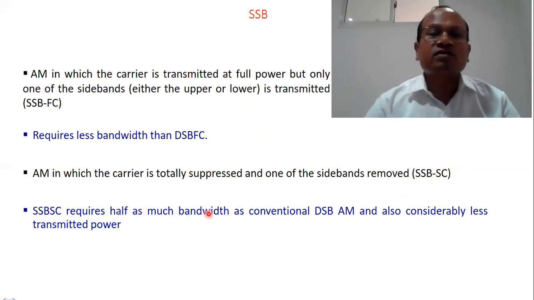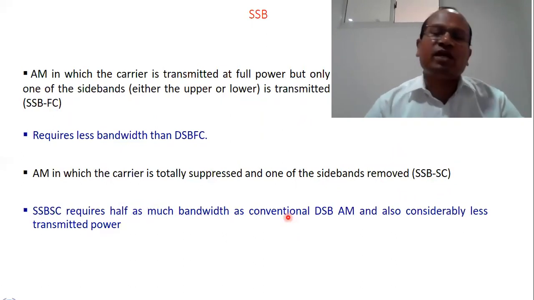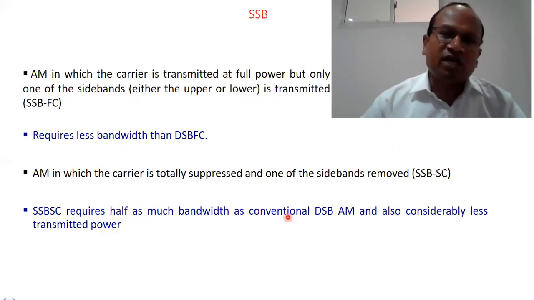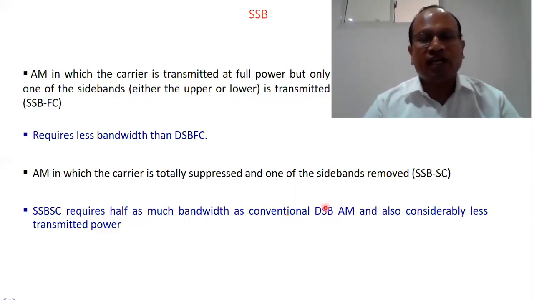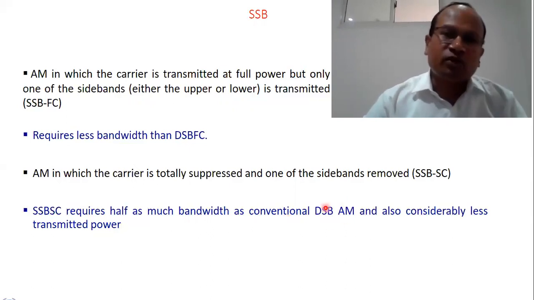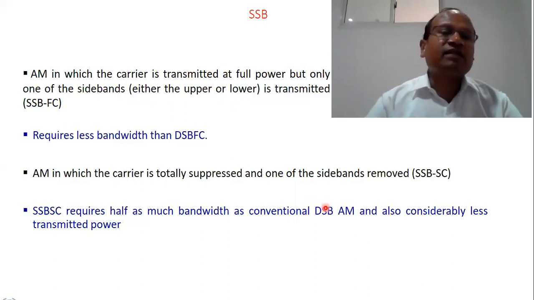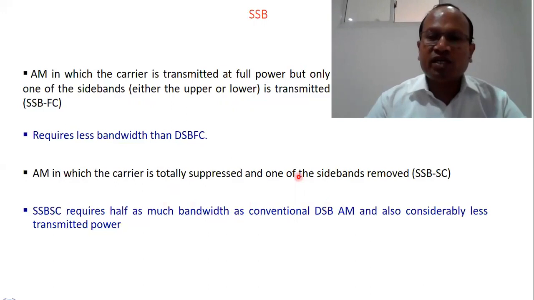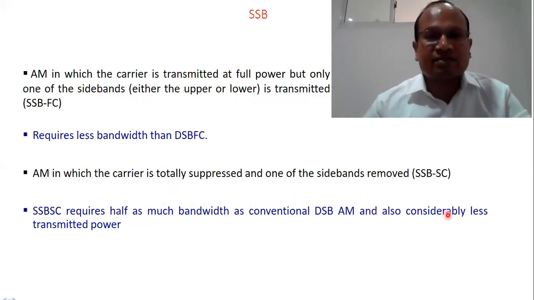SSB-SC requires half as much bandwidth as traditional DSB-AM, because in DSB-AM, that is when both the sidebands are communicated, twice the bandwidth of single sideband is needed. So just half bandwidth, remember, is required in SSB-SC, and of course, power is also considerably less.